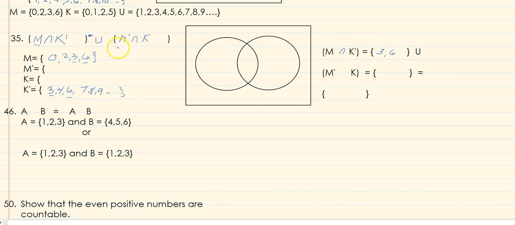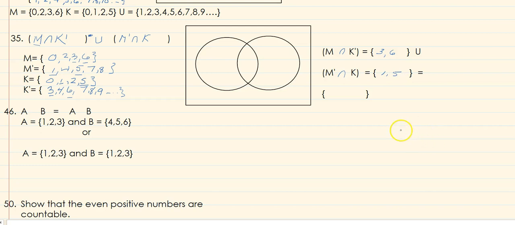Now let's go to our second operation. We need M complement. So M complement is everything that is not in M. So M complement would be 1, 4, 5, 7, and 8. And set K is 0, 1, 2, and 5. Is there anything that is common between both of these? Yes, we have the numbers 1 and the numbers 5. So M complement in intersection with K is the numbers 1 and 5.